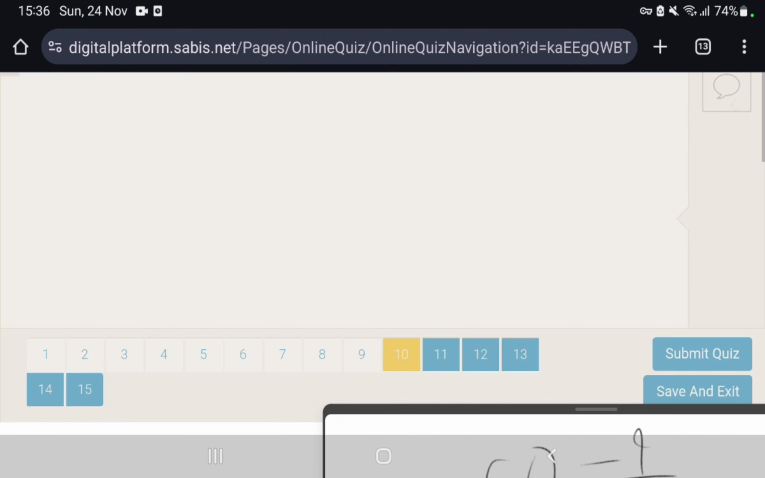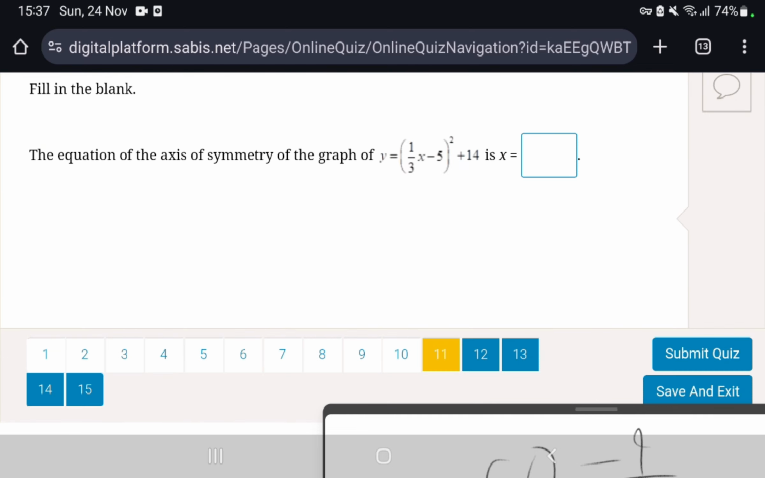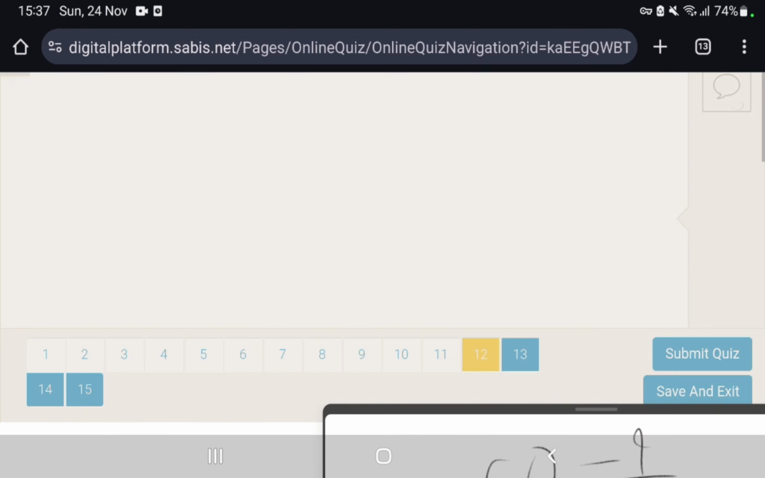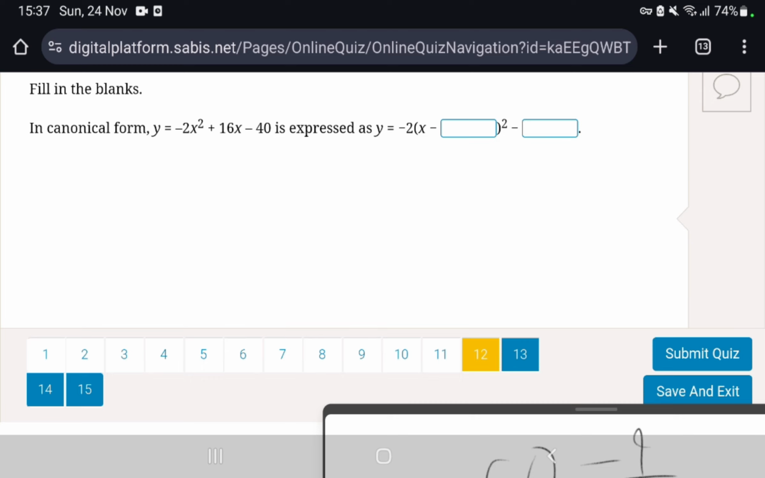Now number 11. For this one, we just make whatever is in the parentheses equal to 0 and we get 15. Number 12. For this one, we do exactly what we did 2 questions ago.